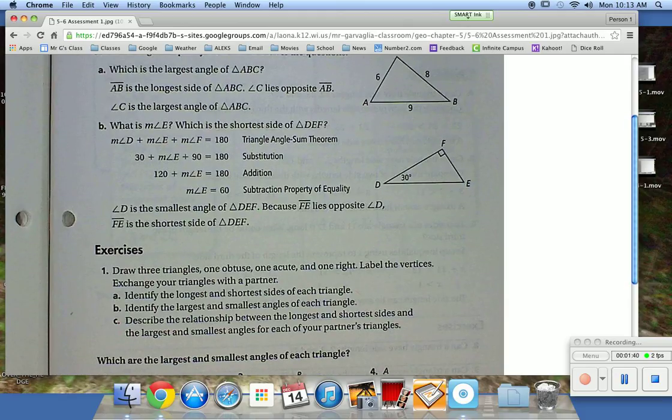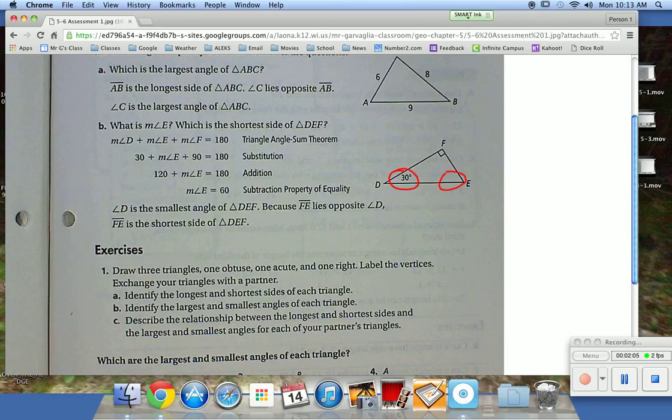On a right triangle. A right triangle has one angle of how many degrees? 90 degrees. So we know that. If we're given a second angle on it, we should be able to figure out what the third angle is. Pretty easy, right? Right triangles? All right.